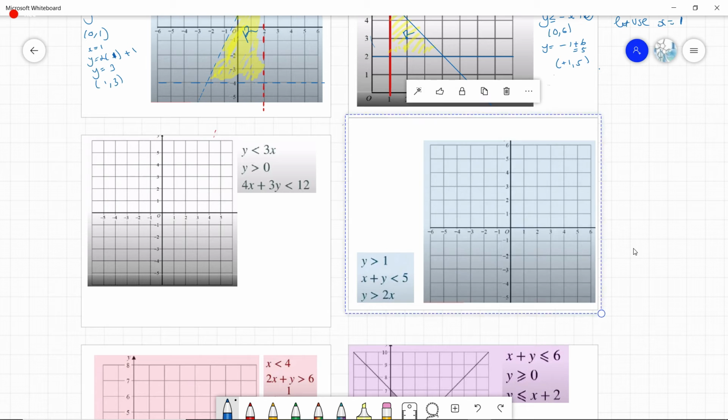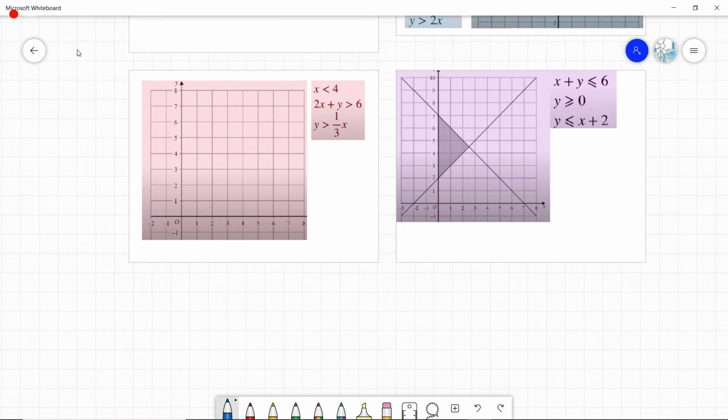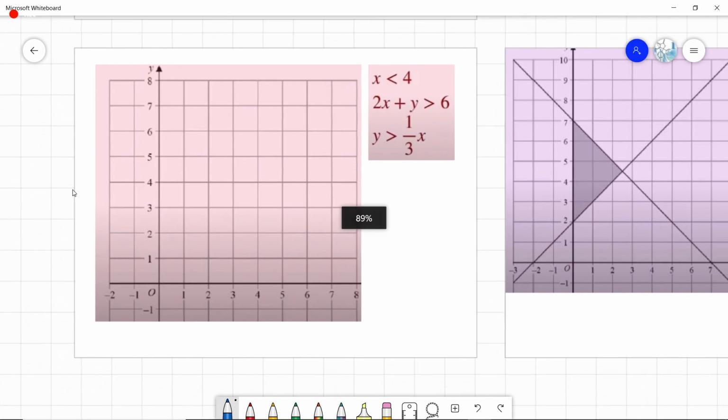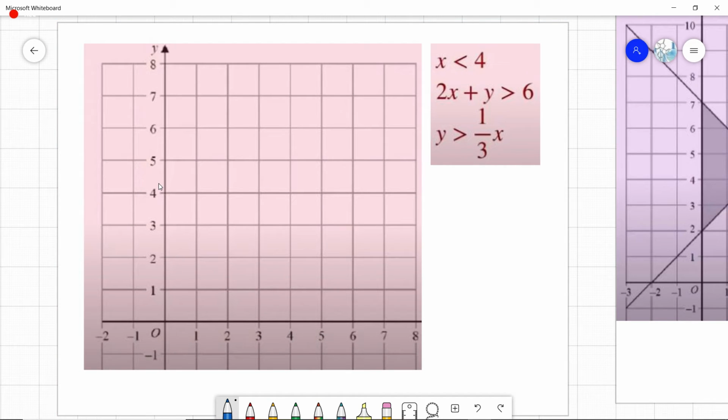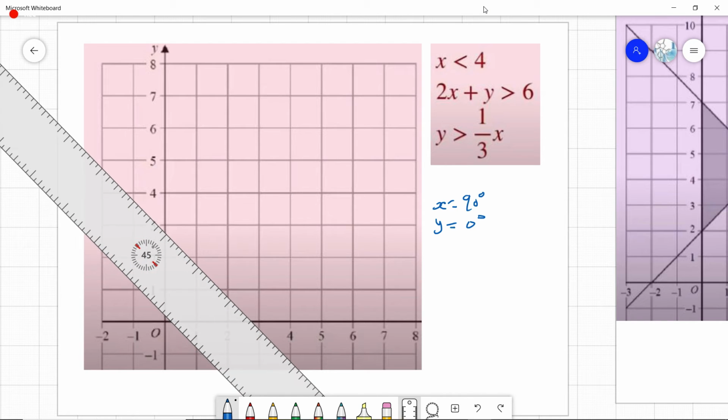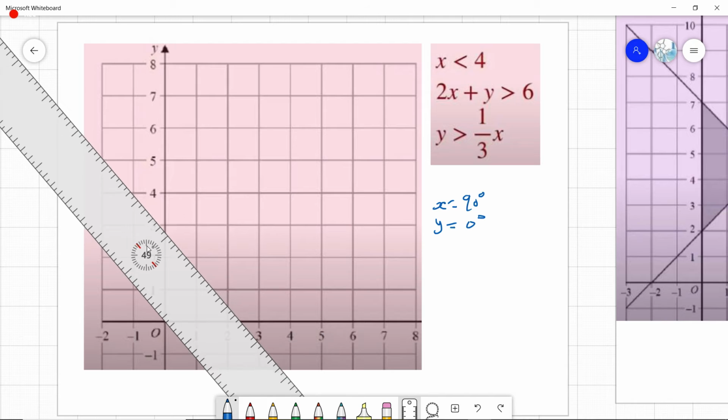For example, let's say a more difficult one, the bottom one here, where we have fractions and so on. Okay, so the question is as follows. x is less than 4, 2x plus y... again, this should be becoming very useful now, easy. We said that if we have something like x equals, the x line is going to be 90 degrees and y is going to be 0 degrees. So grab a ruler. Let's do this one.